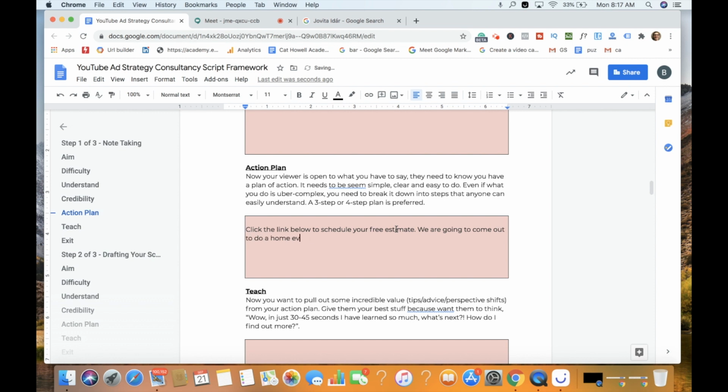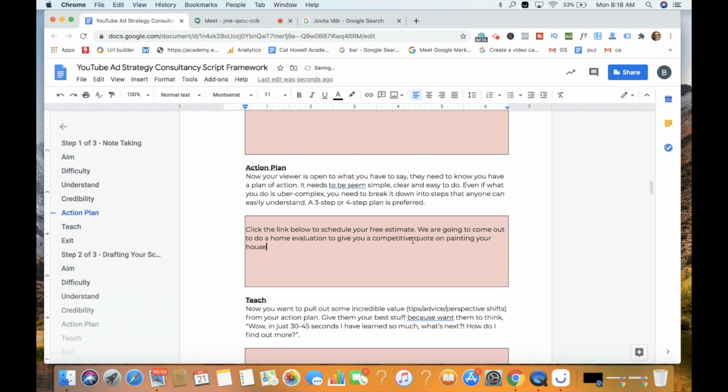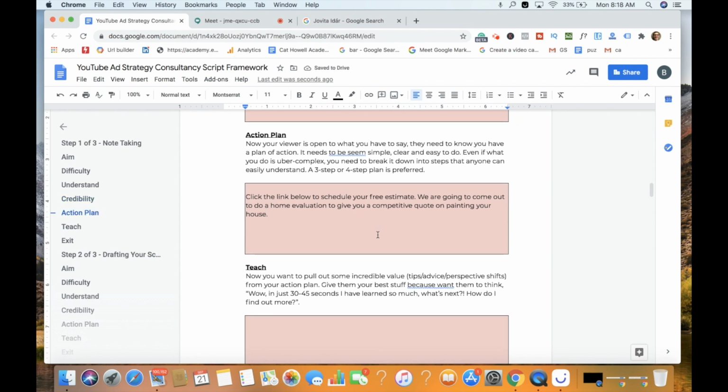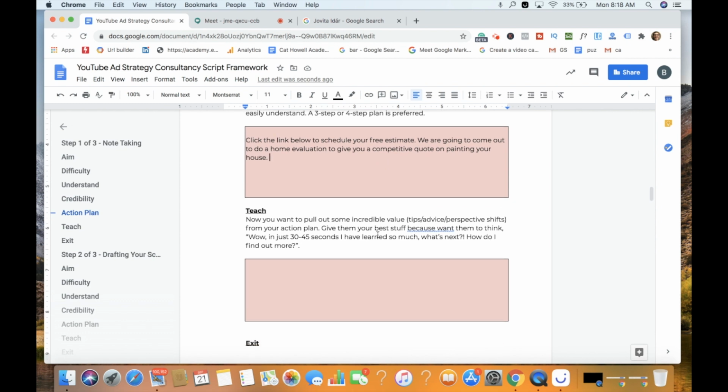What can they expect to get from this home evaluation? We'll give you a competitive quote on painting your house. Anything else they can expect in that free estimate? I have to do a little more research to see if there's anything else we can add, like a value add there. So I'm just going to put here: research value add extra.